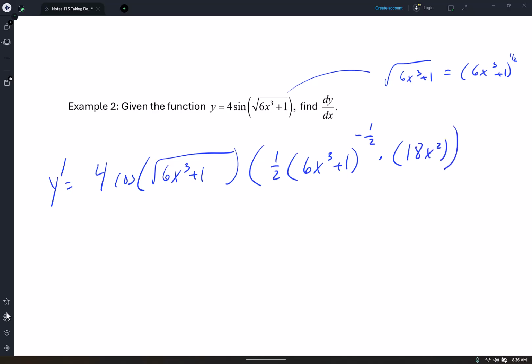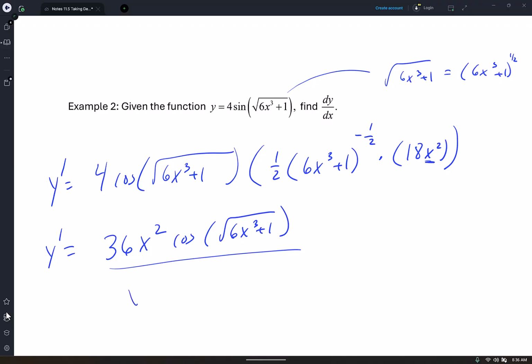Close. Do you see what we did? What is half of 18? 9. And 9 times 4? So there it is. 36x squared, because of that x squared right there. Cosine of the square root of 6x cubed plus 1, all over the square root of 6x cubed plus 1.